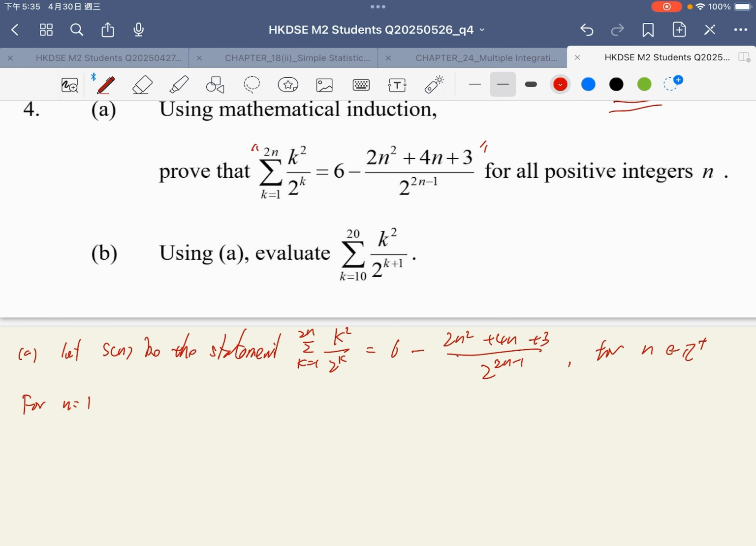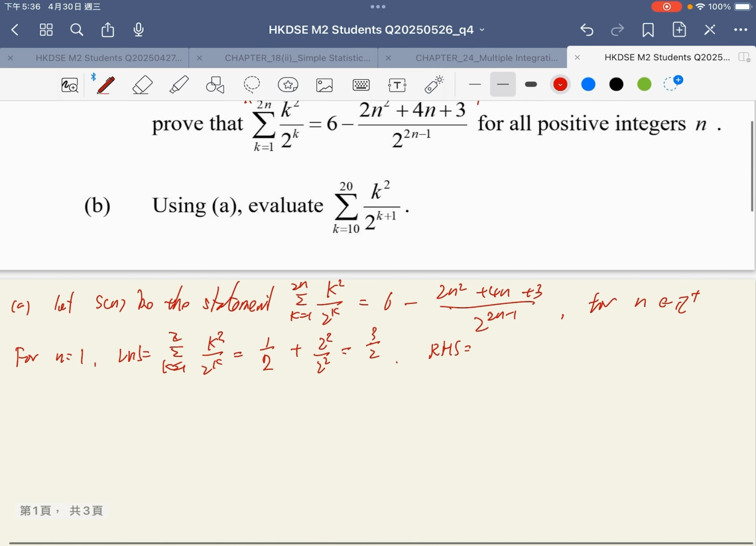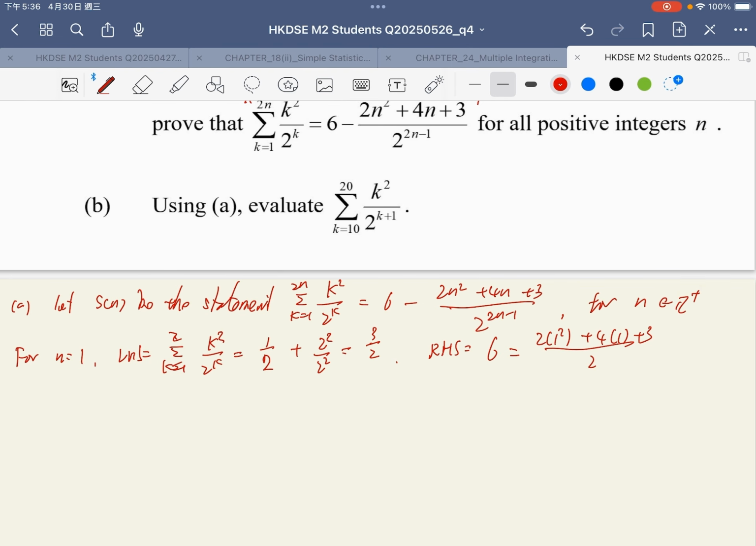Okay, for n equal to 1, the left hand side is two terms, the summation k from 1 to 2. The first term is 1 over 2. The second term is 2 squared over 2 squared, that is 3 over 2. For the right hand side, I put n equal to 1 directly into the expression. Then I also use the calculator to calculate the value, which is 3 over 2. Therefore, S1 is true.